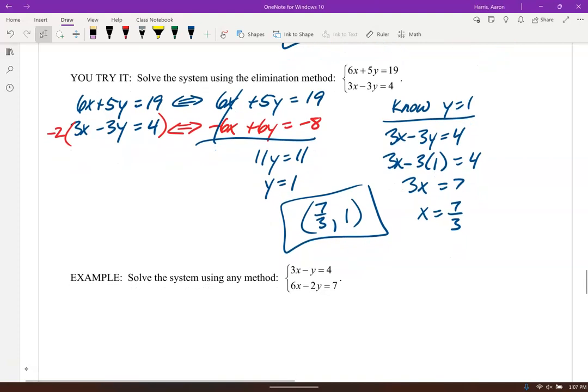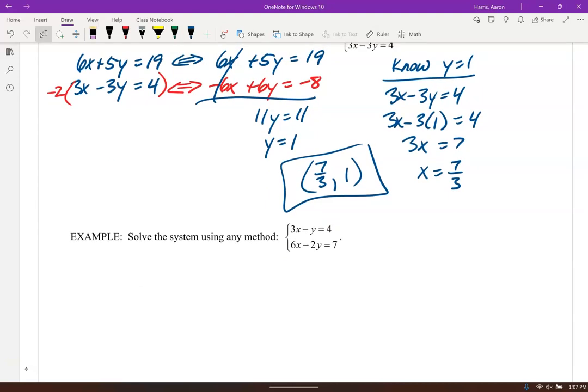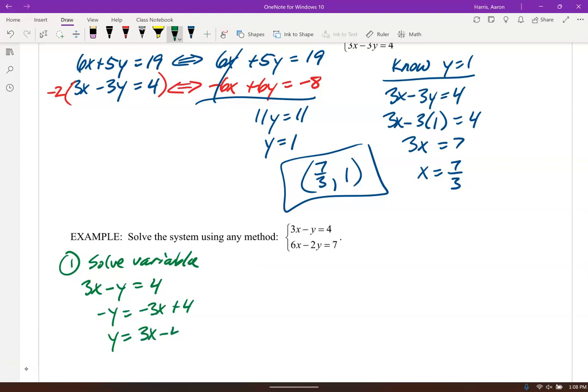Okay, this one you can use any method you want, and so why don't we go back and review substitution on this one. So I'm going to take the first one and solve for a variable. The first one is nice because if I solve for y, it's not that big a deal. I subtract 3x on both sides, divide by -1. I get 3x minus 4 on that. And now I can just plug it into the other equation, which is 6x minus 2y equals 7.